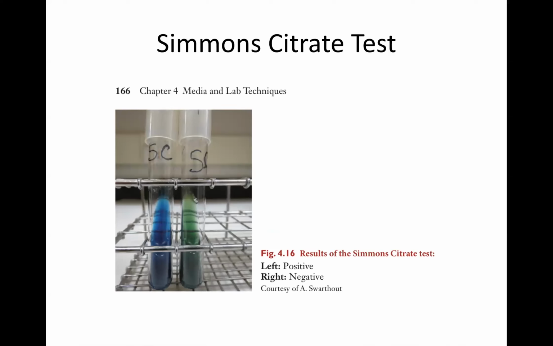This allows us to see an indication of whether or not the microorganism can utilize citrate. On the left-hand side, you're going to see a positive if it's blue, and on the right, you would see a negative if it's green. All right, so those are just some examples that we will discuss. We'll get into more detail about laboratory media and different lab techniques coming up very soon.